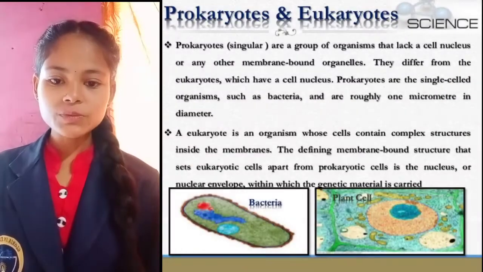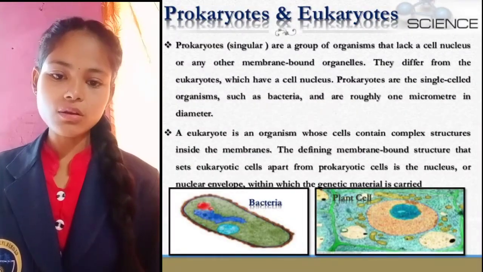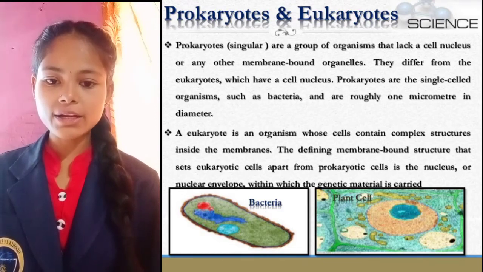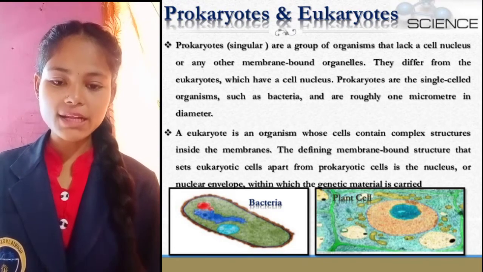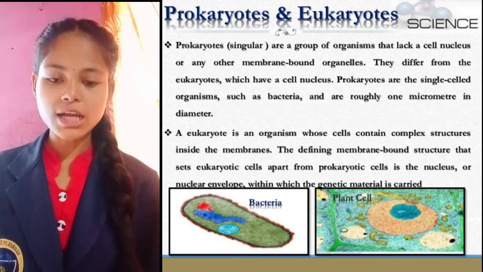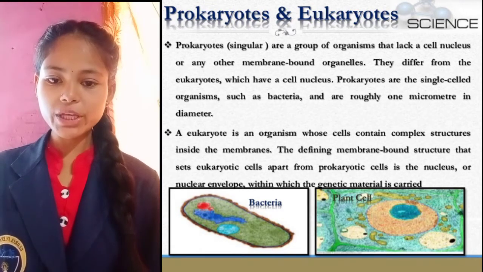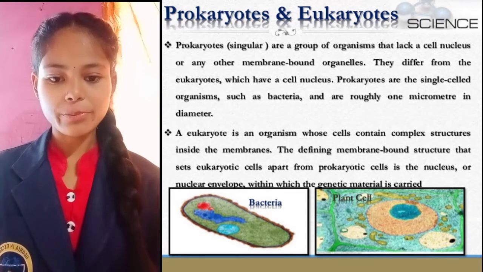Various unicellular organisms like bacteria contain the prokaryotic type of cell. On the other hand, all the other living organisms contain the eukaryotic type of cell. We human beings also contain the eukaryotic type of cell.